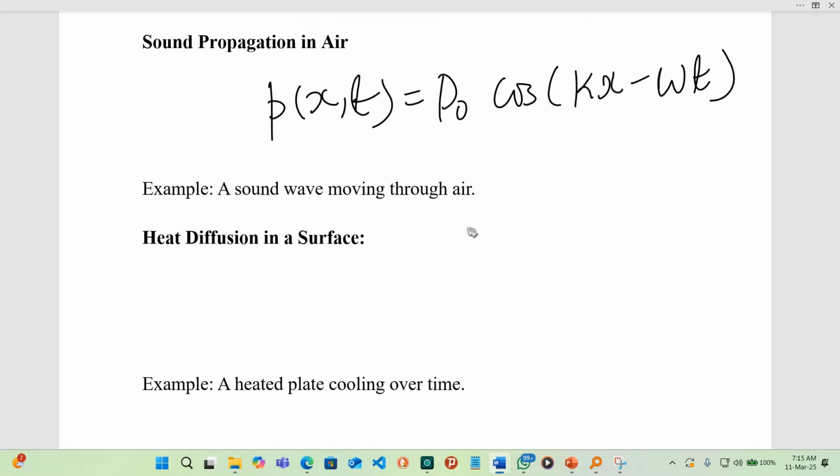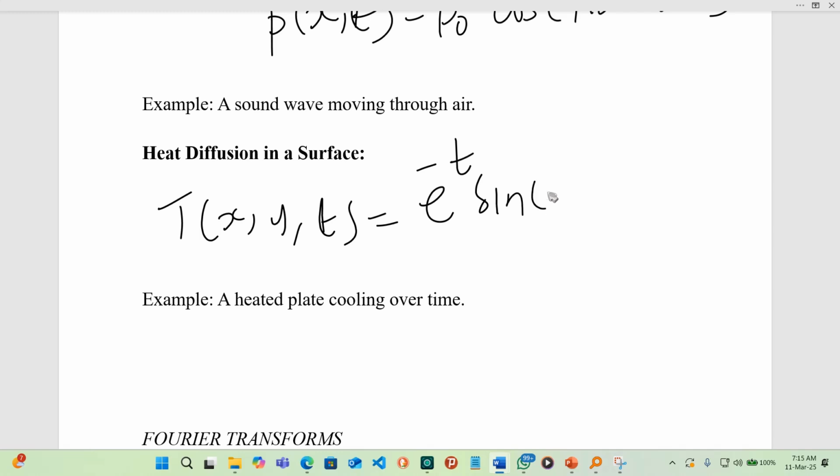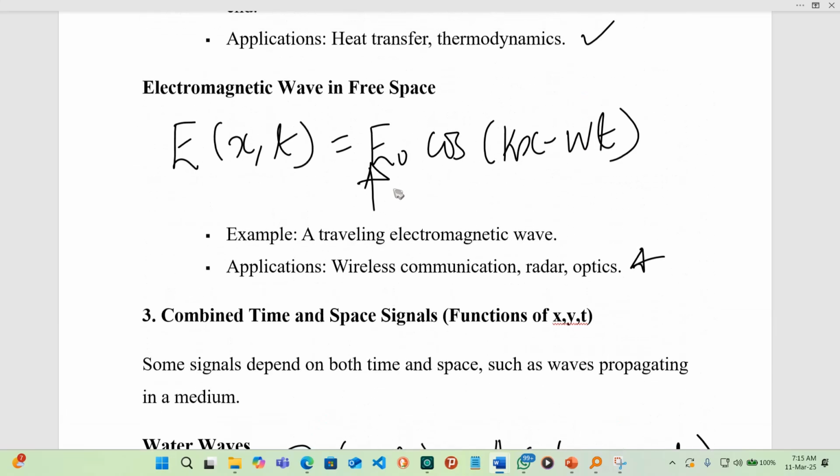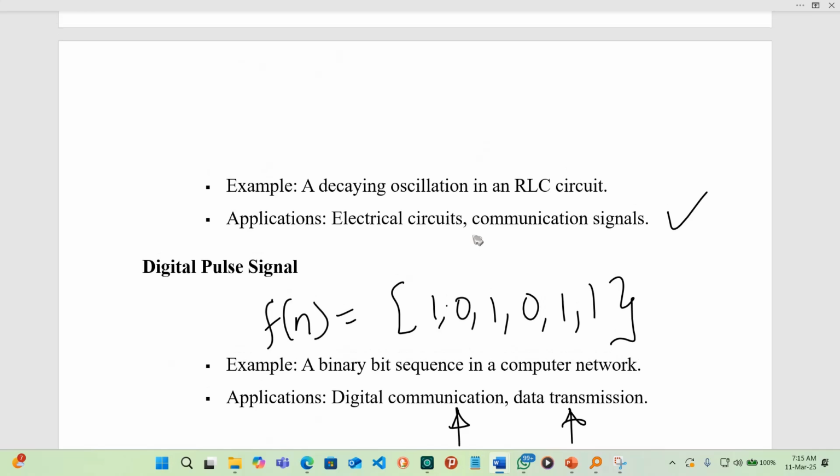So the other point is going to be heat diffusion in a surface. Heat diffusion in a surface can be represented by T of x, y, t equivalent to exponential of negative t, sine x, and then cos y. So this one can be visible in a heated plate cooling over time. So these are the signals and the types of signals that we have in real practice.